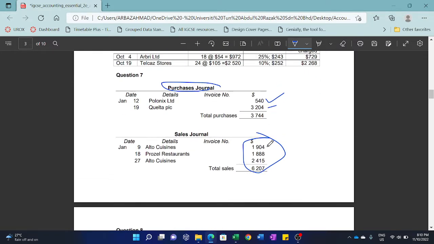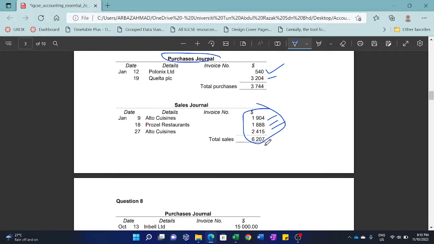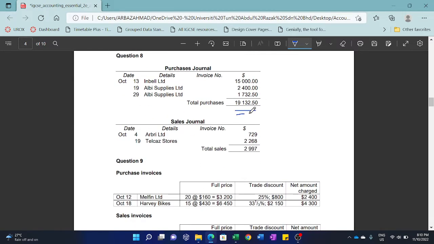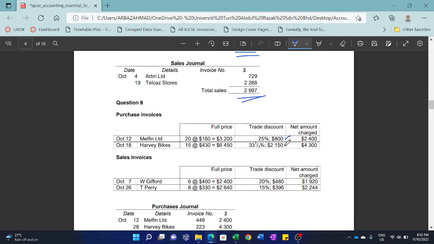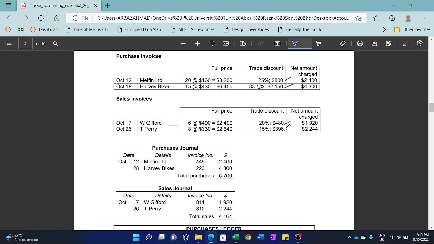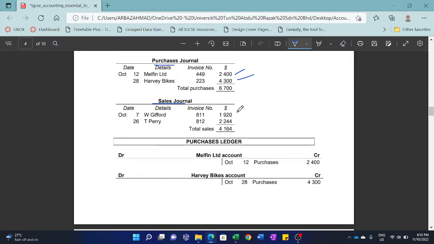If you get it right, you should be getting a total of 6,207 for the sales journal and 3,744 for the purchase journal. Another similar question. Your trade discount should be this: 800, 150 for question 9, and 480 and 396 for sales. This was for purchase, this is for sales. Purchase journal, you should be getting these values. Sales journal, you should be getting these values.